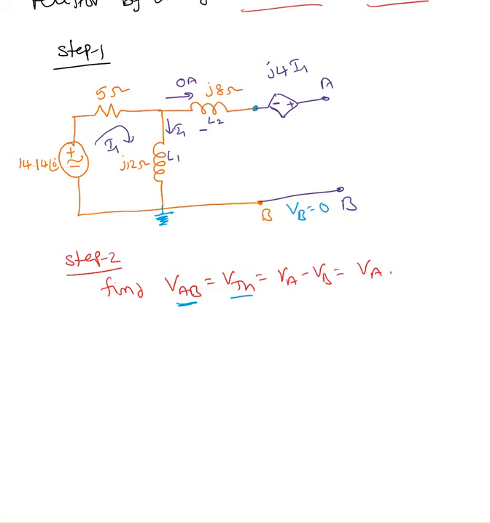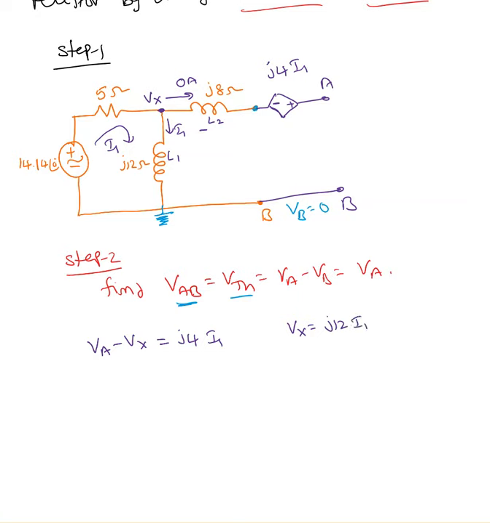To find that, I'm going to say the Vx voltage there. So VA minus Vx equals J4 times I1, because there is no voltage drop across J8 ohms, or L2, because the current passing through it is 0. So Vx, can I find that as J12 times I1?